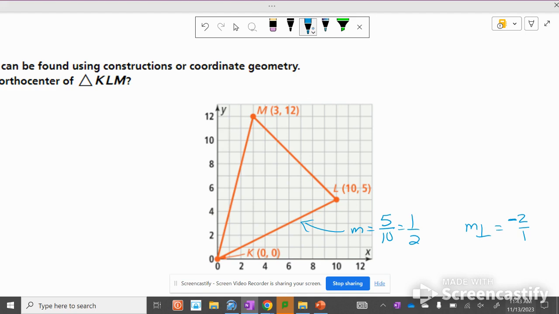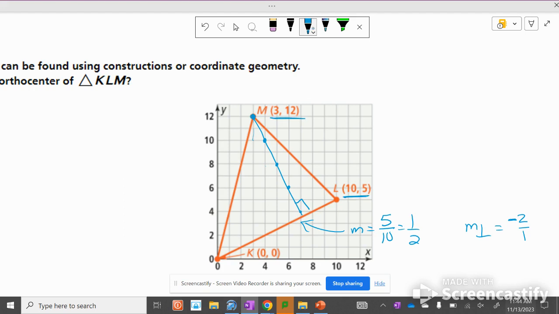-2 over 1. So if I go from M and go down 2 over 1, down 2 over 1, down 2 over 1, here's going to be my altitude. Okay, I've got one altitude drawn. Now I'm going to draw another one. So I got to find the slope of these two.